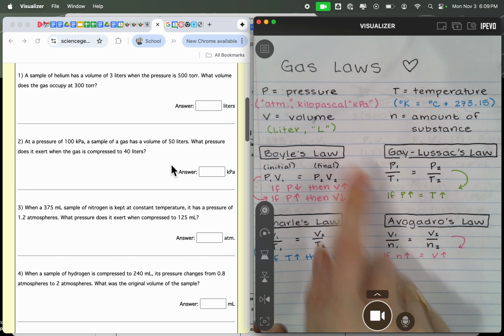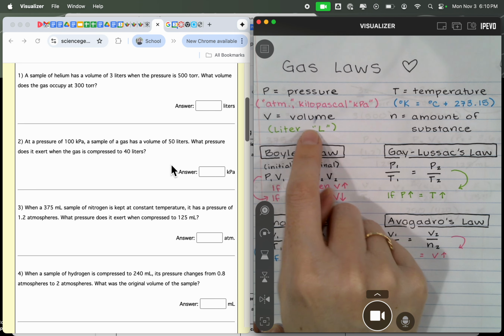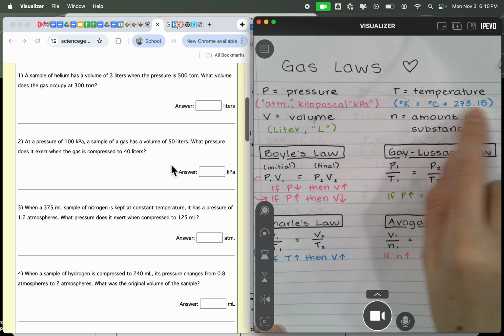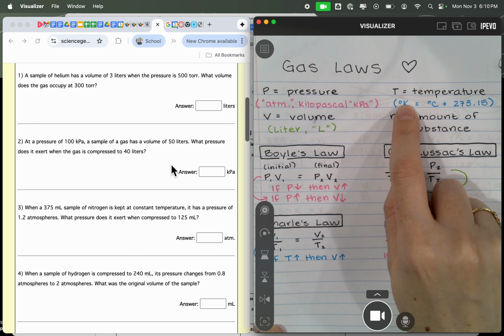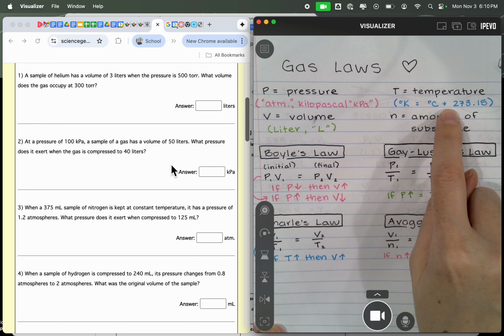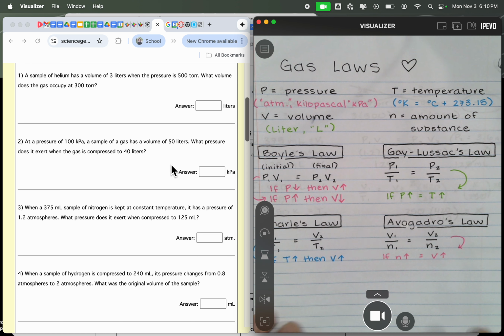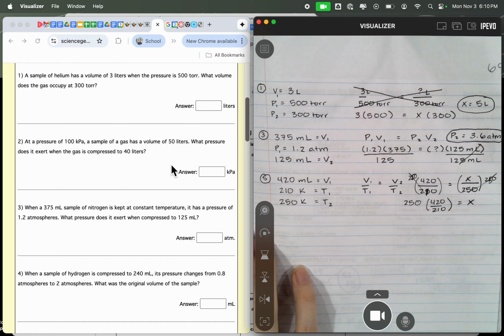Now, the good news is it really doesn't matter which unit you're using as long as it's the same before and after. There's only one exception to that. It is temperature. You must use Kelvin. None of these work in Celsius. If you don't believe me, we've already done questions 1, 3, and 5, and if you need some help figuring out what's going on, you can pause this and take a look, but let's take a look together here at number 3.